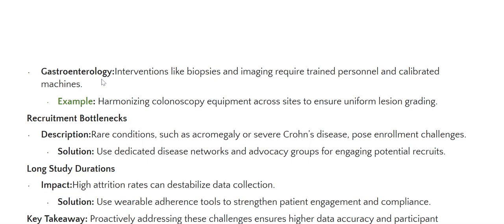Now, for gastroenterology, interventions like biopsies and imaging require trained personnel and calibrated machines. For example, harmonizing colonoscopy equipment across sites to ensure uniform lesion grading. We have recruitment bottlenecks. Description: rare conditions such as acromegaly, as an example for an endocrinology trial, or severe Crohn's disease, CD, as one example for a GIT gastroenterology trial.